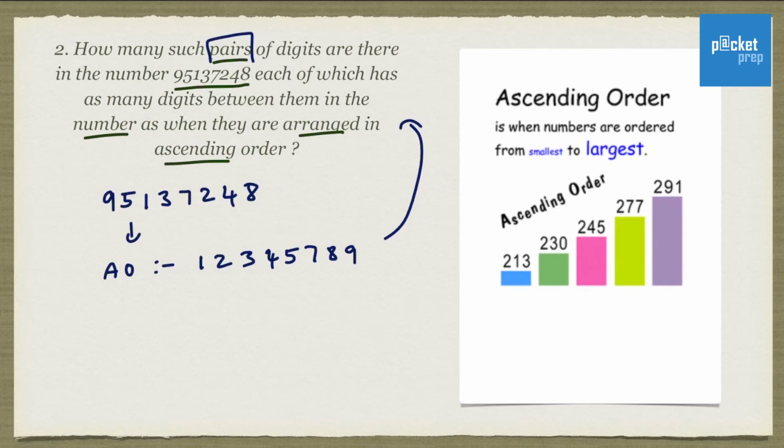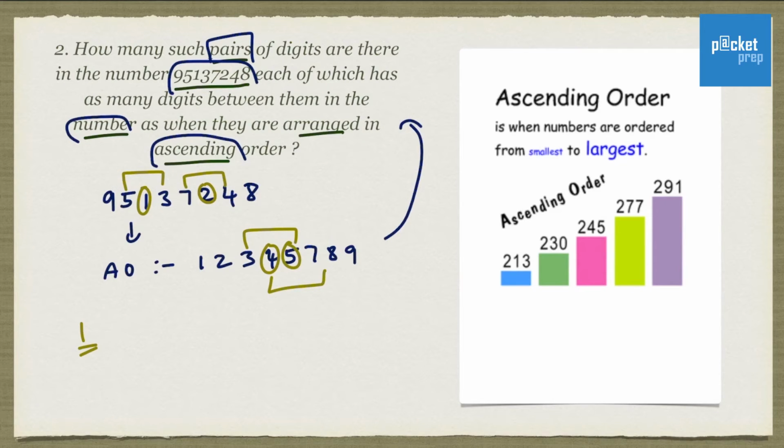How many such pairs of digits are there in the number, each of which has as many digits between them in the number as when they are arranged in ascending order? If you can observe clearly, the number of digits between 5 and 3 is 1. And here between 3 and 5 is also 1. So we have one pair satisfying the given condition. Let's check if there are any more. The number of digits in between 7 and 4 is also 1. And here between 4 and 7 is also 1. So we have two pairs satisfying the given conditions now.